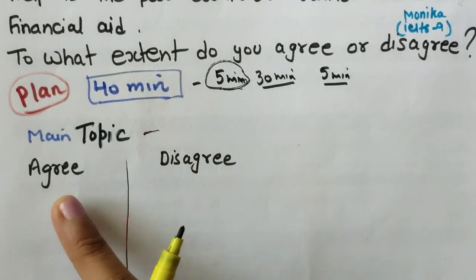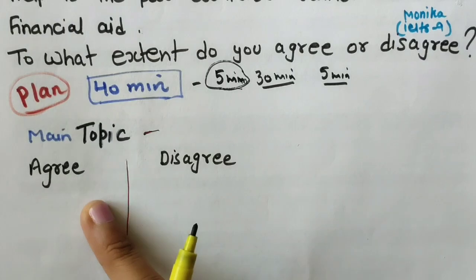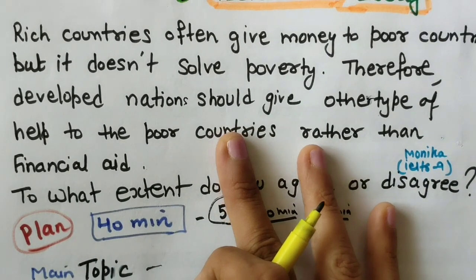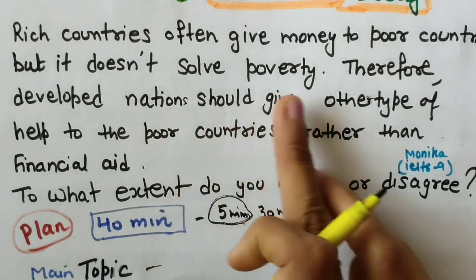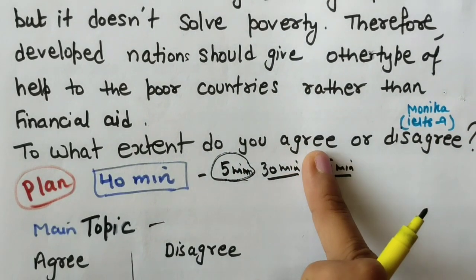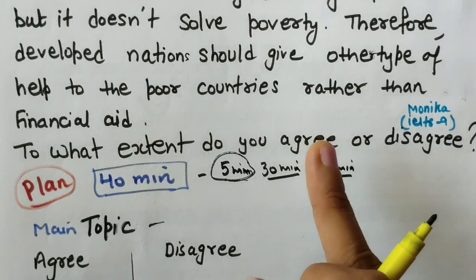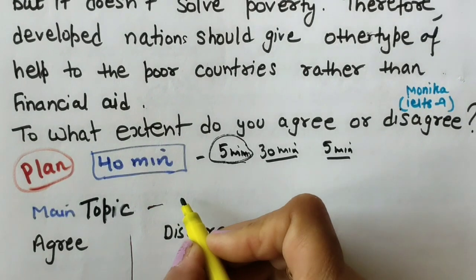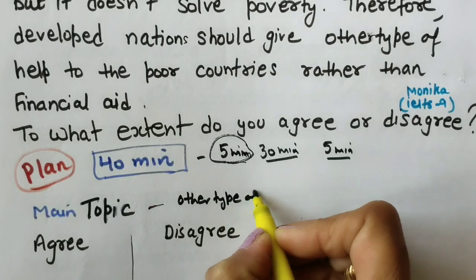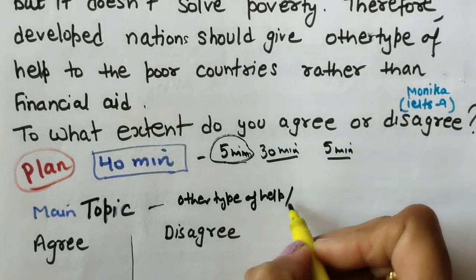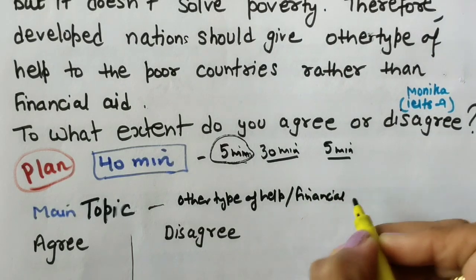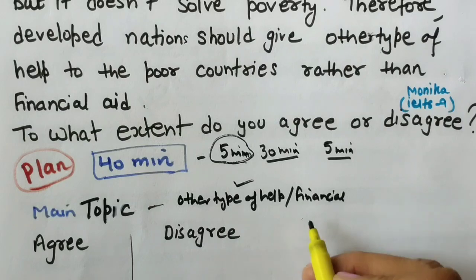And if you think you have more points for agreement, then you write agree, you can go fully agree. And if you think that both things are necessary, financial aid as well as other type of help, then you can partially agree. But here I will be doing a fully agree essay, because I have more points. So what is the main topic? Other type of help instead of financial. So I agree with other type of help instead of financial.